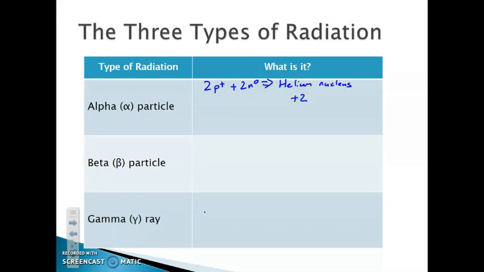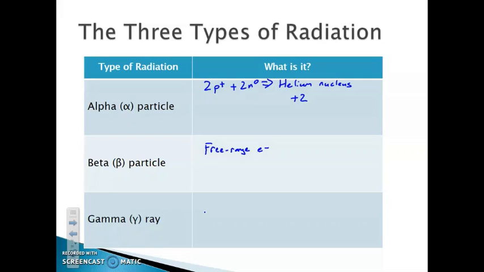A beta particle is the second type of radiation, and this is small and negative. Basically, it's a free-range electron. It's an electron that's not bound to an atom. It's just roaming around out there in space. Eventually, it'll be picked up by an atom, and then it'll disappear. And so a beta particle is the opposite of an alpha particle. It's small and negative, whereas an alpha particle is larger and positive.